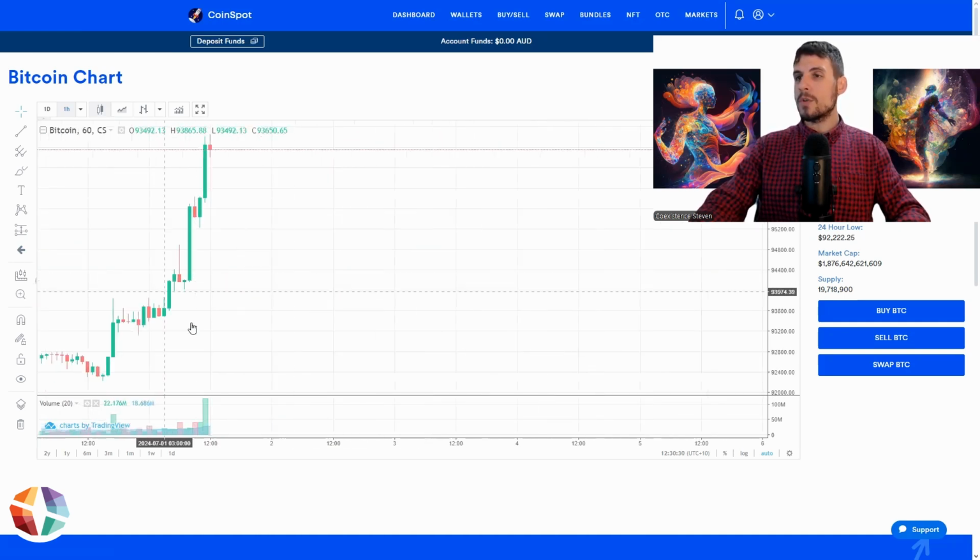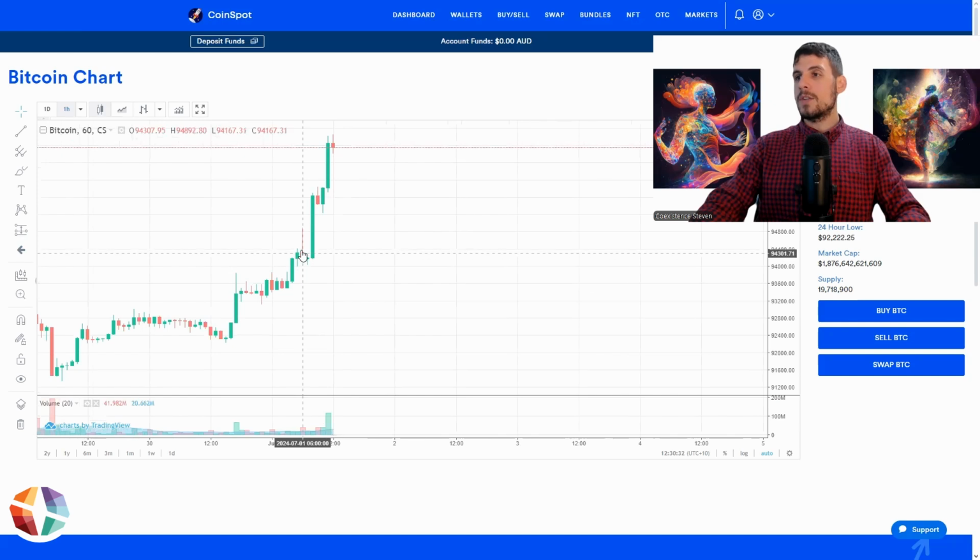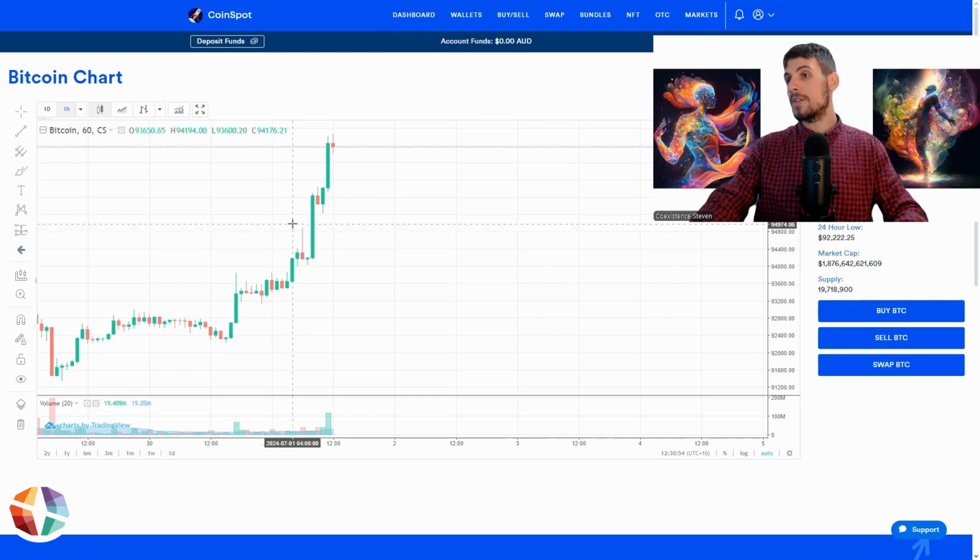You also have, as we zoom in, these things called wicks. This represents just how high it went during that period of time. For example, here, it ended up opening at this price here, which was around $94,300, and it finished on the hour at $94,169. So it went down. But during that period of time, it also went up to this price here, but it didn't close there. The wicks show you the full range of the price within that time frame.